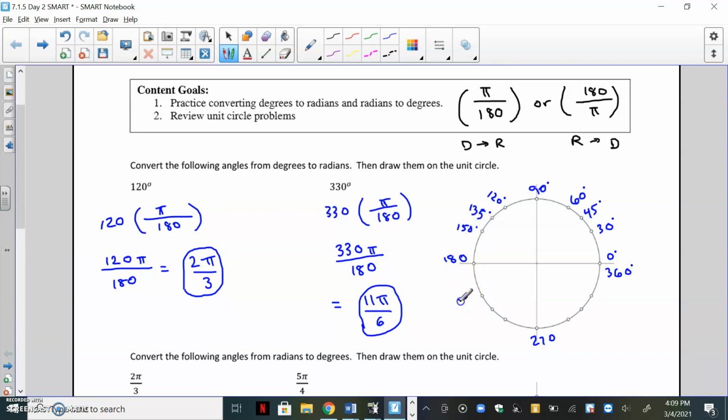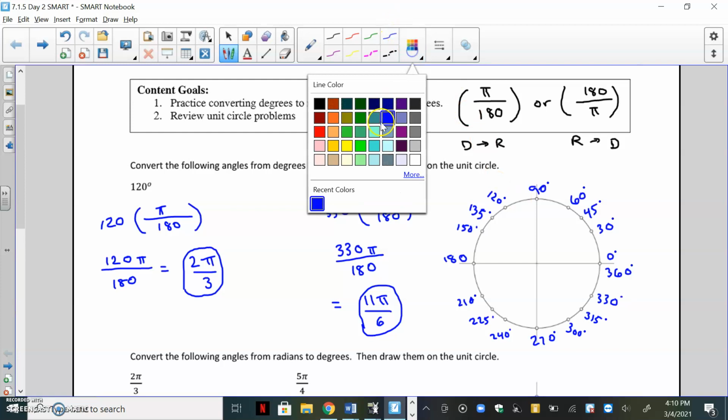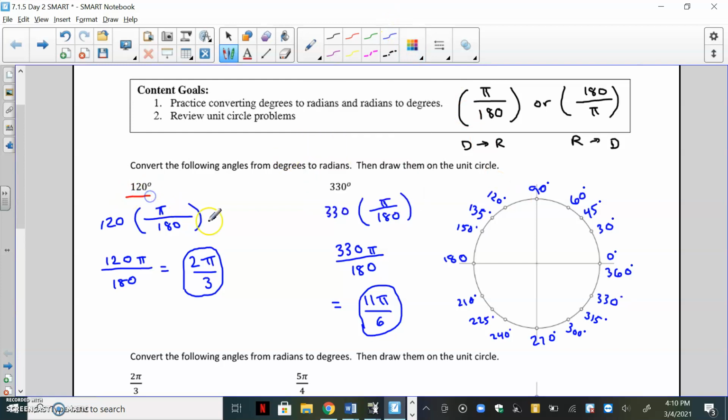180, and then plus 30 gives me 210. Plus 15 gives me 225, and we get 240 here. The last portion here: 300, 315, and 330. So when we're plotting, for 120 we'll just put a dot where 120 is, and then for 330 we'll put a dot where 330 is. That is how you go from degrees to radians and plot on the unit circle.